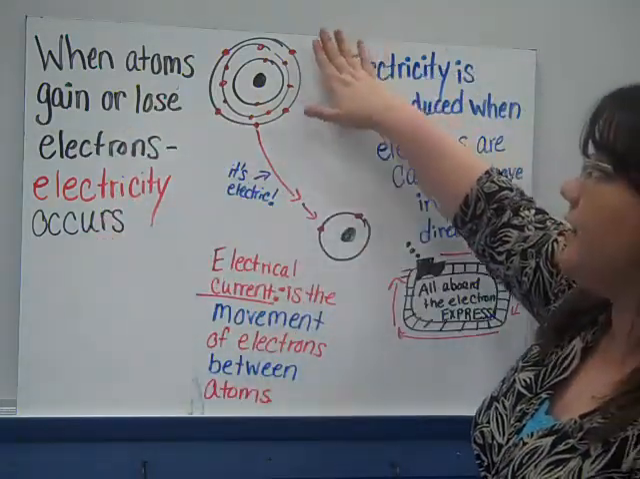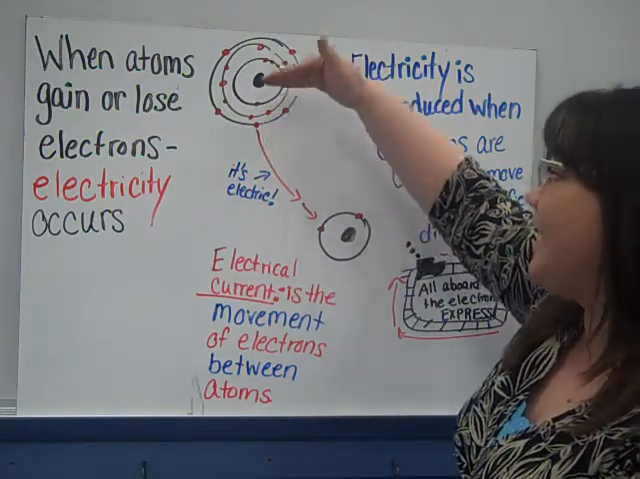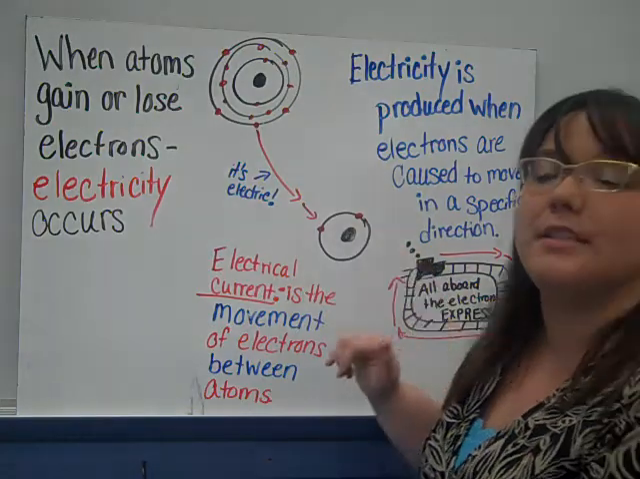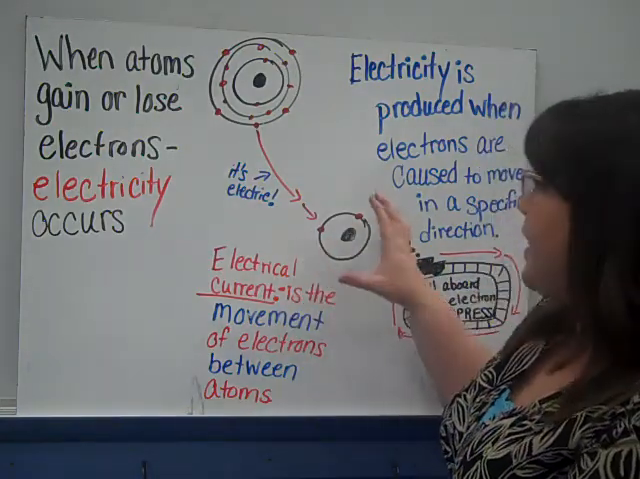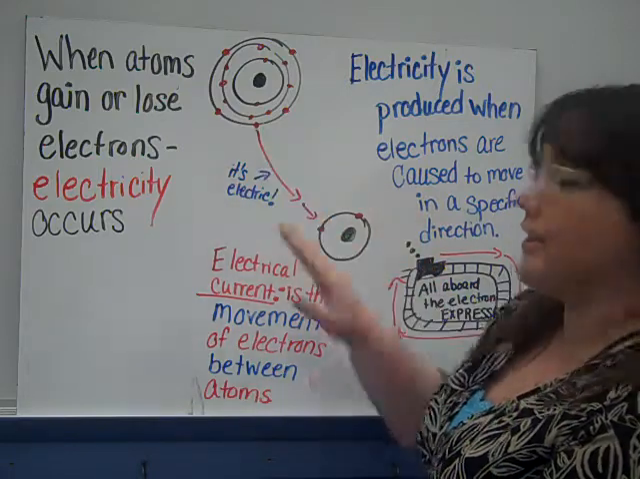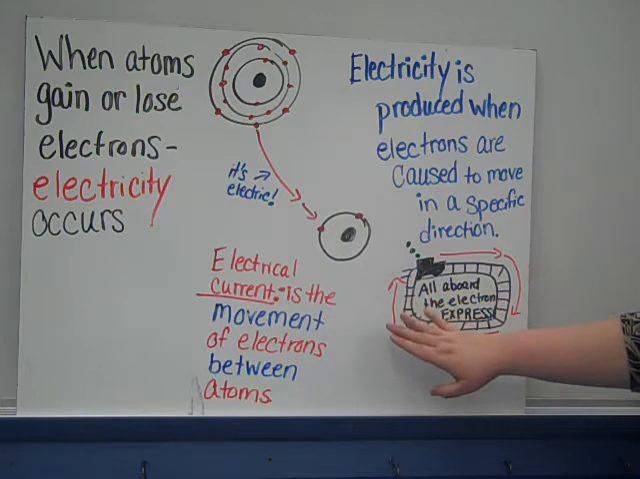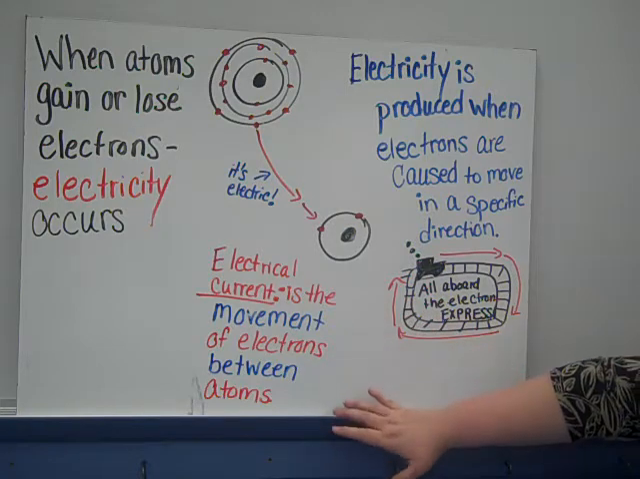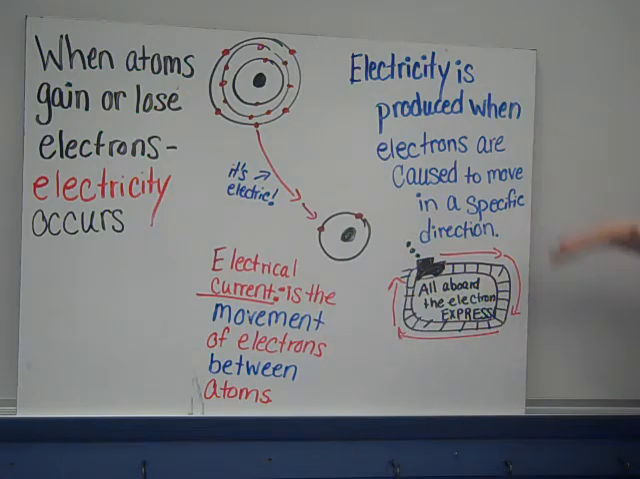We have a model here of our atom. One of these Elliott electrons that's negative moves to another atom that doesn't have a full ring on that full shell on the outer side. So that's when we get our electricity. Electrical current is the movement of electrons between atoms. So from one atom to another, we have electrical current.